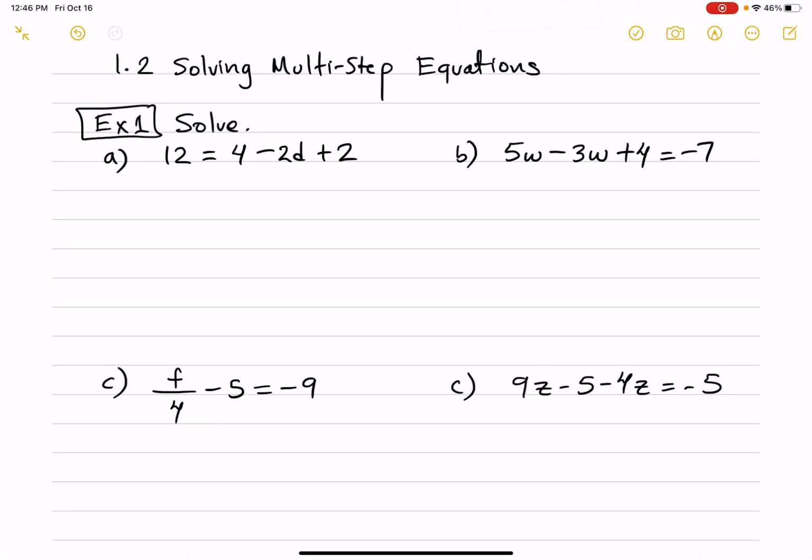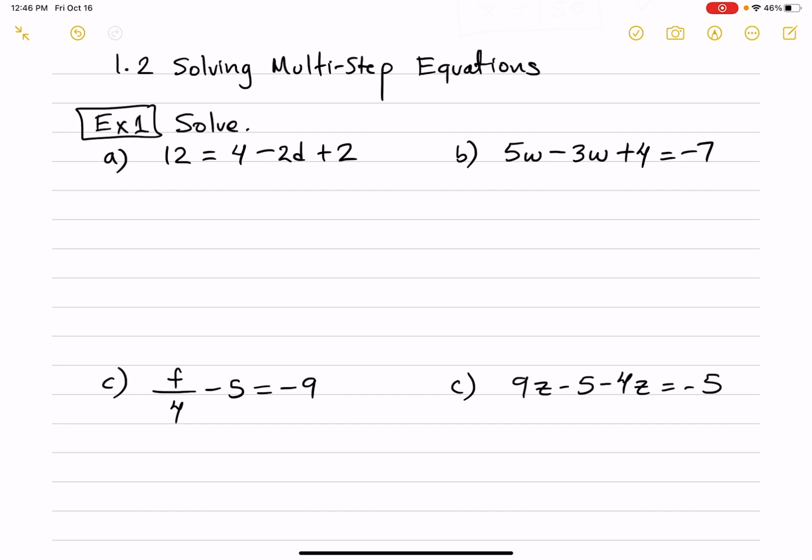Hello class, in this video I'm going to show you how to solve multi-step equations. And the first thing that we have to do when we solve multi-step equations that require more than one step, would be to simplify both sides.